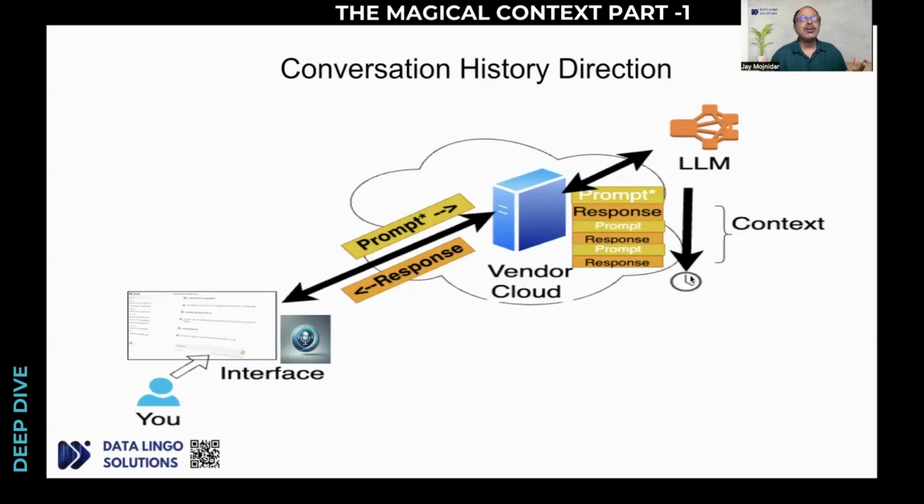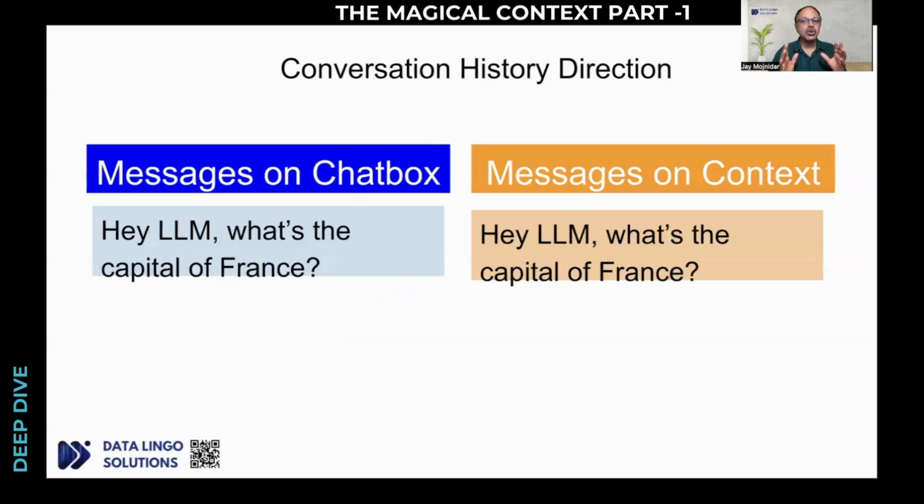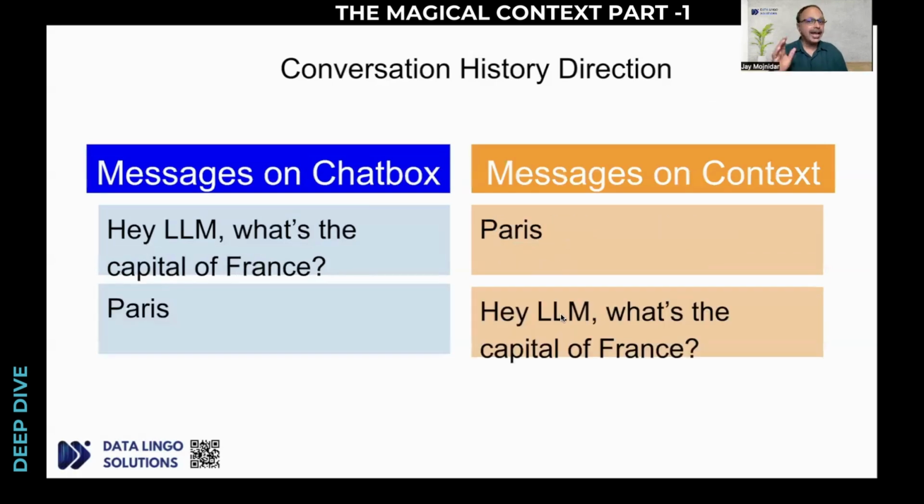Let's take my earlier conversation example of finding out the tourist spots in Paris and see how the context is arranged. My first message was, "Hey LLM, what's the capital of France?" The same message goes in the context that is provided to the LLM. Next comes the response, Paris. On the chat box, we see that right below my prompt. However, in the context, the response is placed above my prompt. Remember, I mentioned reverse order.